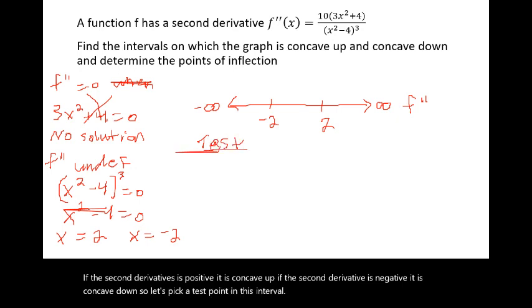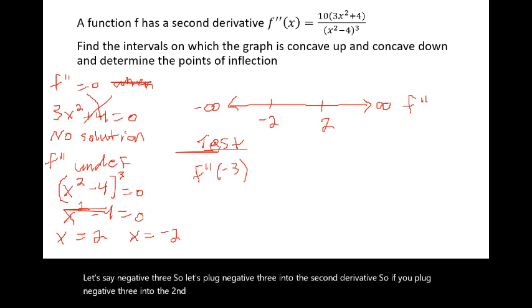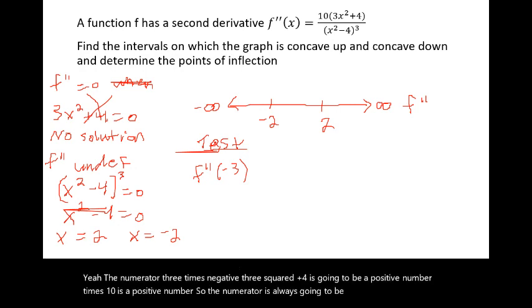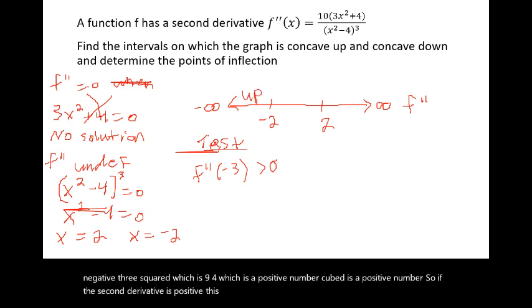So let's pick a test point in this interval. Let's say negative 3. So let's plug negative 3 into the second derivative. The numerator, 3 times negative 3 squared plus 4, is going to be a positive number, times 10 is a positive number, so the numerator is always going to be positive. And then we have negative 3 squared, which is 9, minus 4, which is a positive number, cubed is a positive number. So if the second derivative is positive, this function is concave up.